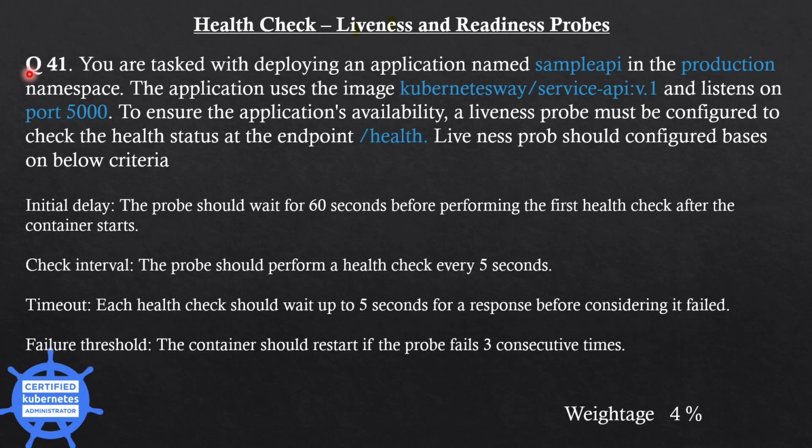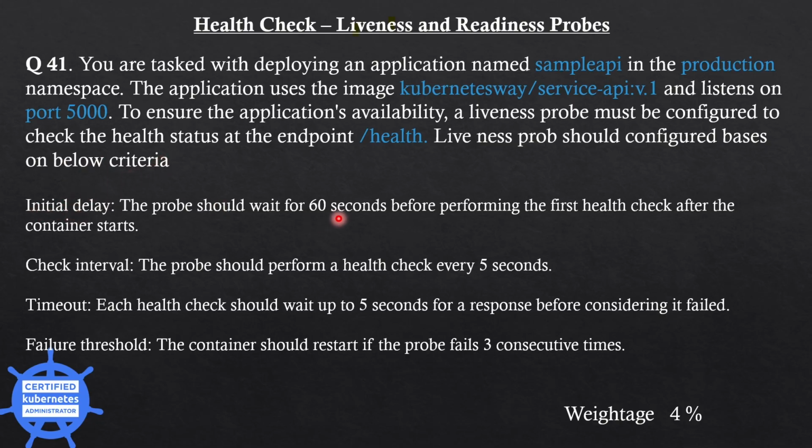The next question is: you are tasked with deploying an application named Sample API in the production namespace. The application uses the image Kubernetesway/Service API, version 0.1, and listens on port 5000. To ensure the application's availability, a liveness probe must be configured to check the health status at the endpoint /health. The liveness probe should be configured based on the below criteria.